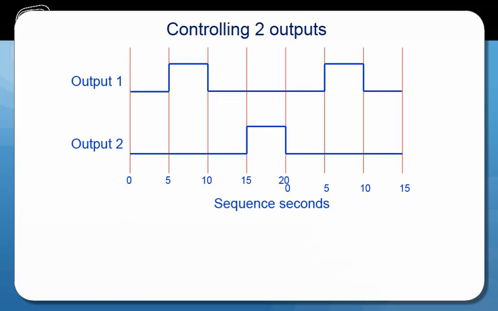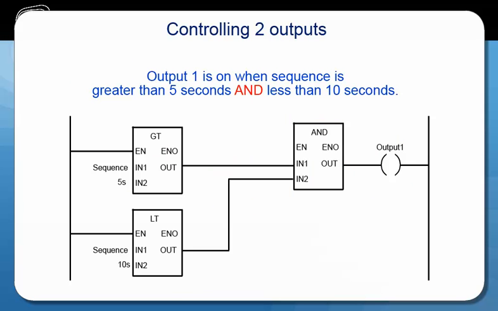We want to control 2 outputs so that output 1 is on between 5 and 10 seconds and output 2 is on between 15 and 20 seconds and then repeats. We can create 2 sentences. Output 1 is on when sequence is greater than 5 seconds and less than 10 seconds. The comparison functions can be used with time variables providing the time variable is placed on IN1 first.